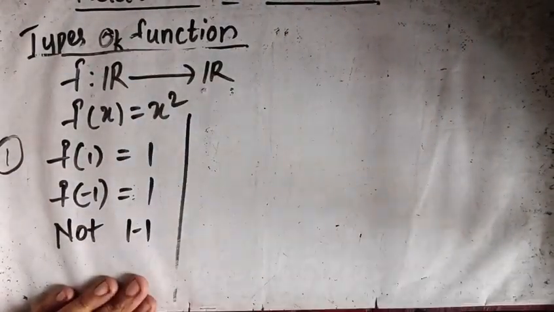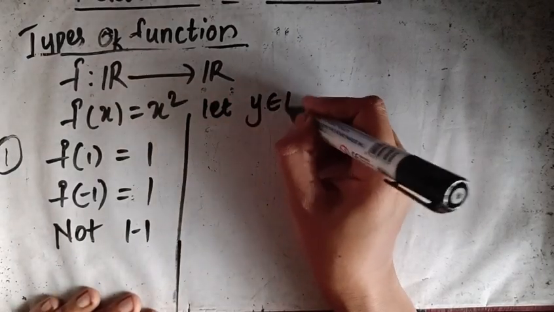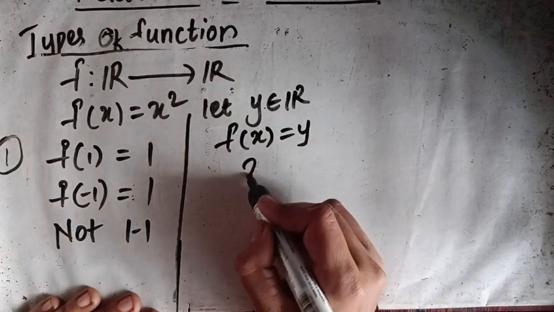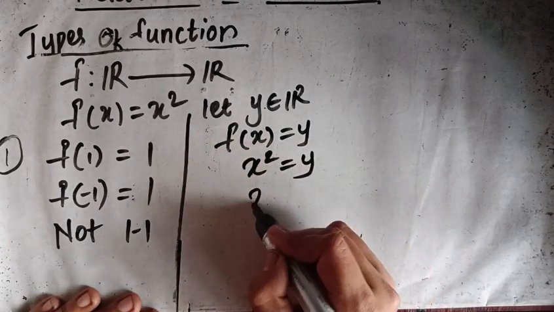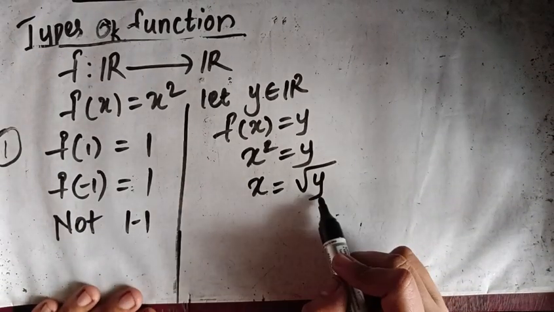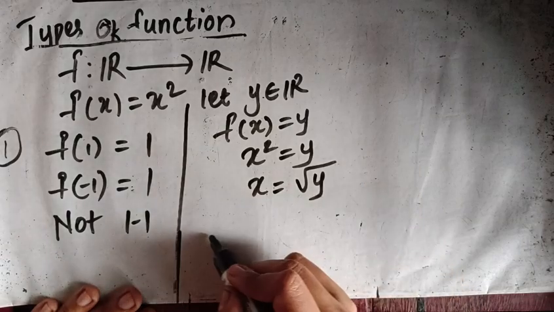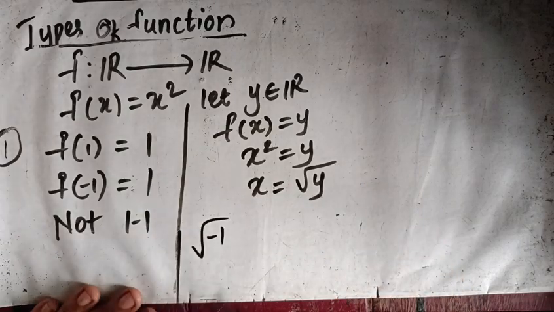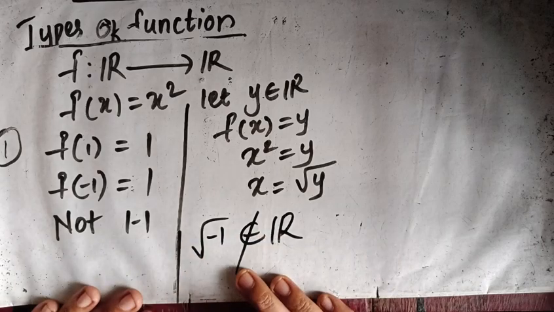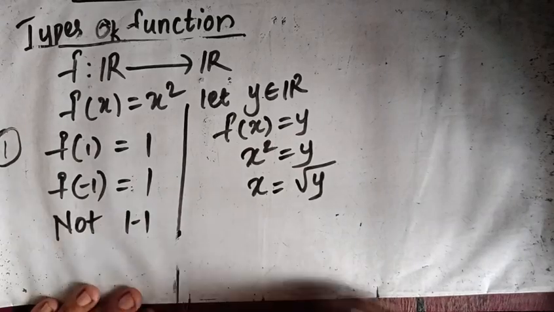For onto, let's say for y belonging to R, f of x is equal to y. So x square is equal to y. So x is equal to root of y. Okay. Now this is under root. So if I take a negative number, say minus 1, so root of minus 1 doesn't come under the set of real numbers. Okay.